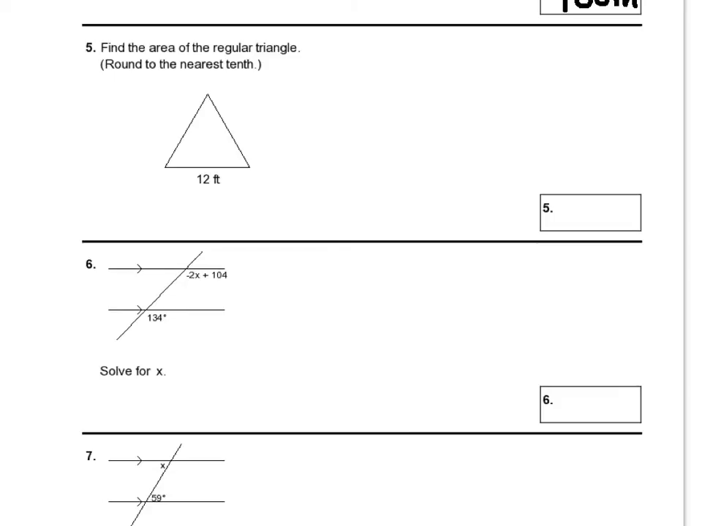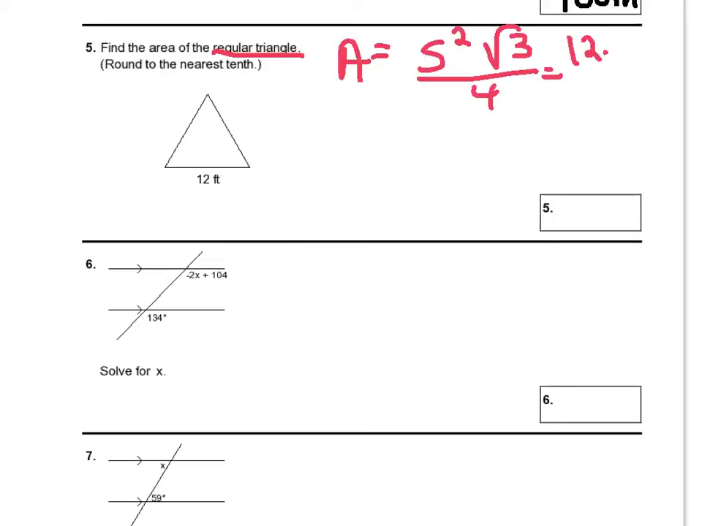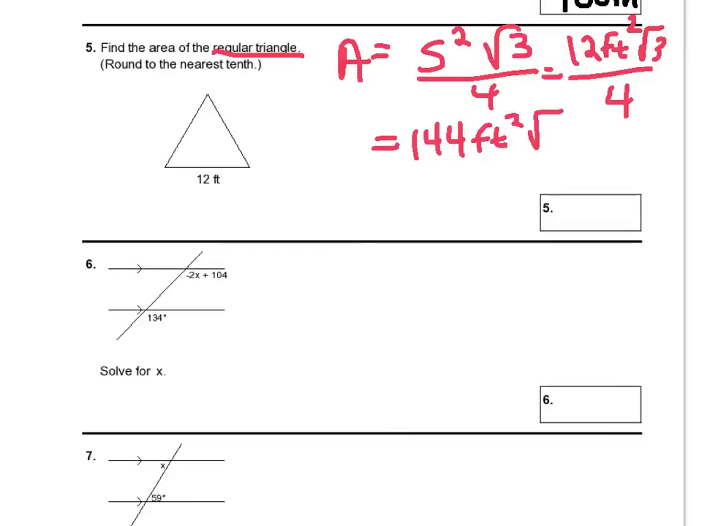Problem number 5. Area of a regular triangle. Regular triangle is an equilateral triangle, and that formula is equal to side squared times the square root of 3 divided by 4. Alright, so in this case the sides are 12 feet. So we're going to take that, square it, multiply times square root of 3, divide by 4. 12 squared is equal to 144 square feet times the square root of 3, all that divided by 4.